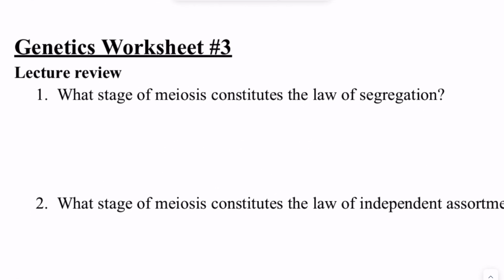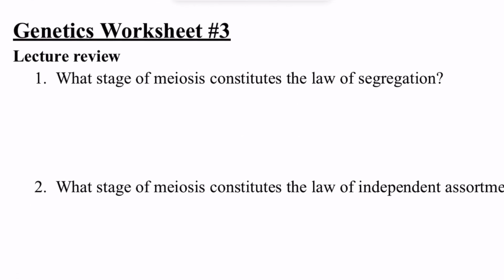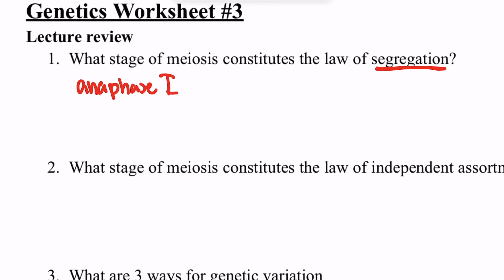Okay, so for number 1, what stage of meiosis constitutes the law of segregation? So, keyword here is segregation. The phase that we segregate things is anaphase. And this law is referring to genetic variation. So this is going to be anaphase 1. Right, that's when we separate our homologous chromosomes. So the stage of meiosis that constitutes the law of segregation is anaphase 1.